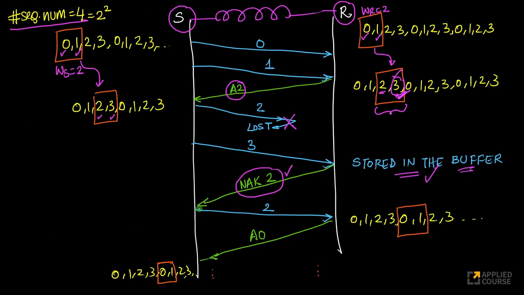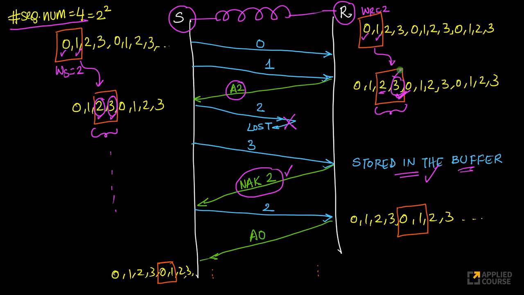As soon as the sender receives this, the sender realizes that, hey, there is a problem somewhere. In this window, I have frame 2 and frame 3. The moment I get a negative acknowledgement 2, I realize that the frame 2 that I sent got lost somewhere. So let's resend it. Again, my window doesn't change. My window stays the same. Then it resends frame 2.